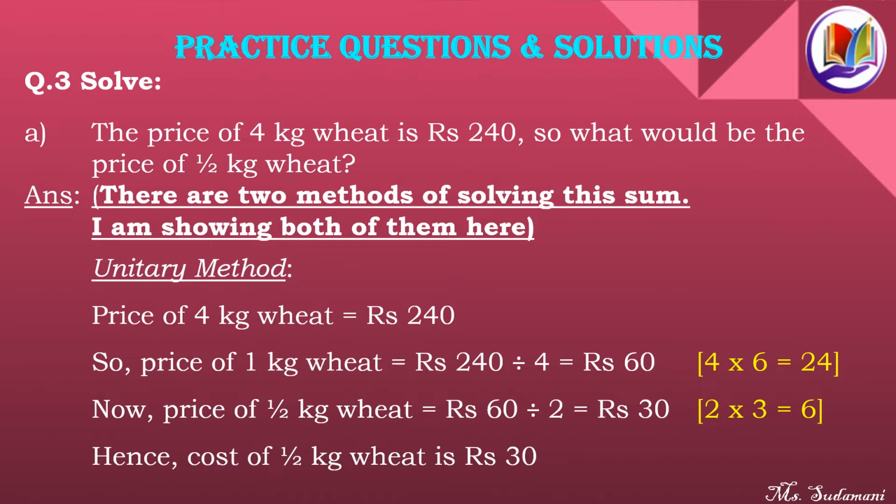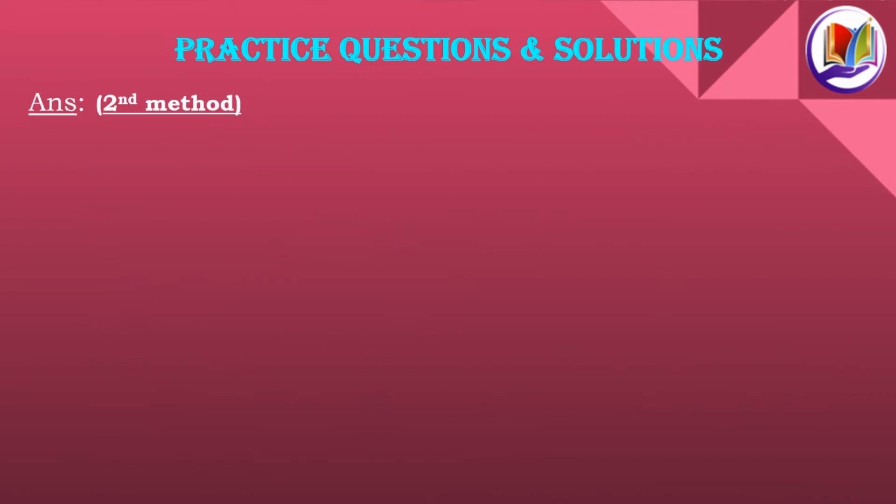This method is known as unitary method because we are first trying to find the price of 1 kg wheat, that is per kg, that is 1 unit, and then we are trying to find the answer for whatever the question has been asked. So this method is known as unitary method. Now let's go ahead and see the next method. Now the second method is known as cross multiplication method. So let's see how it is done.